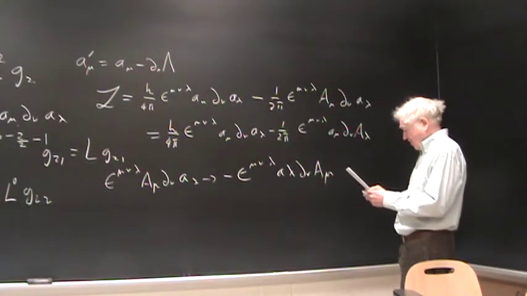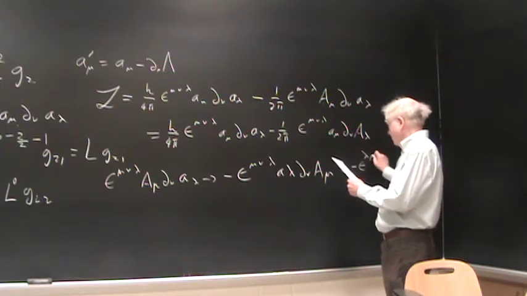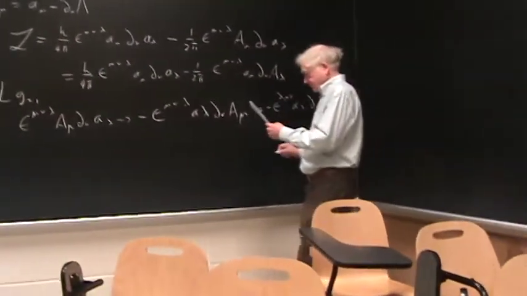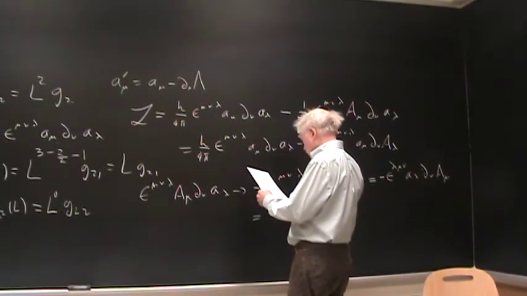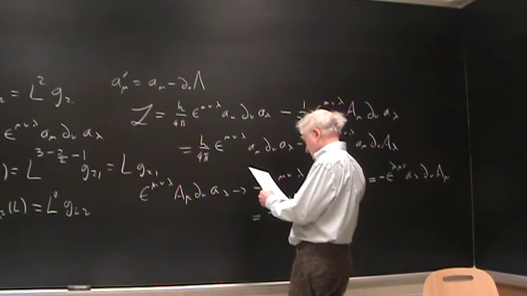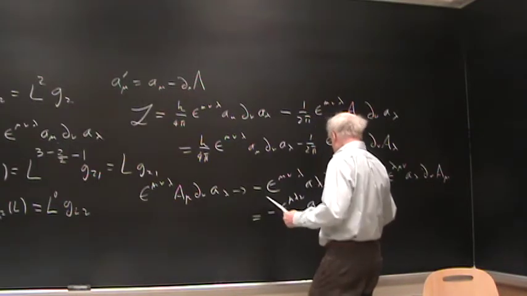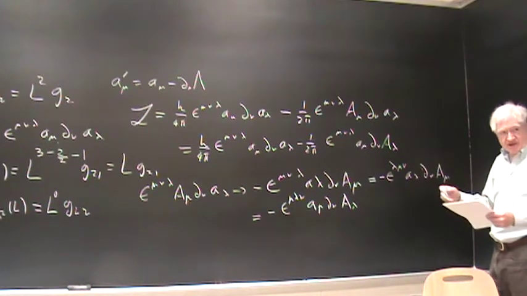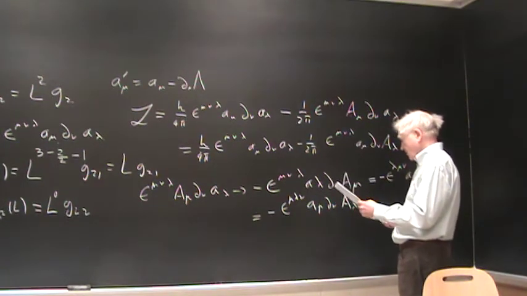And now, what did I do? That's that one. You can rewrite this as minus epsilon lambda mu nu, A lambda d mu A nu. And then this is minus epsilon mu lambda nu A mu d nu A lambda. Here we're interchanging lambda and mu, the indices, but they're dummy indices, so there's no problem. And then finally, sorry, Kevin?